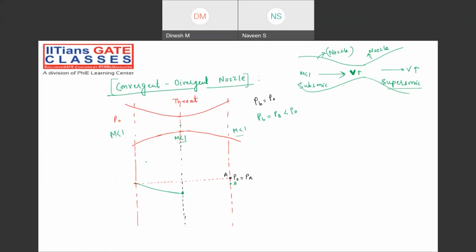So what will happen? For subsonic flow, this will behave like a nozzle and this will behave like a diffuser, as I discussed. In that nozzle, you have understood in fluid mechanics from Bernoulli's theorem, P by rho g plus V square by 2g equals constant. When velocity increases, pressure decreases. But the moment velocity decreases, the pressure increases, like pressure recovery. Is this clear?